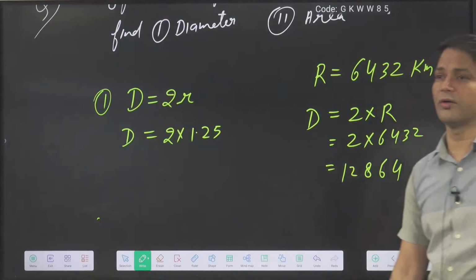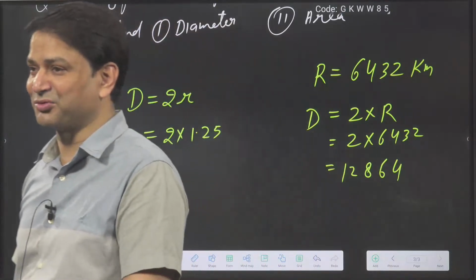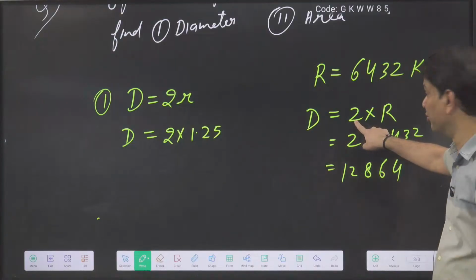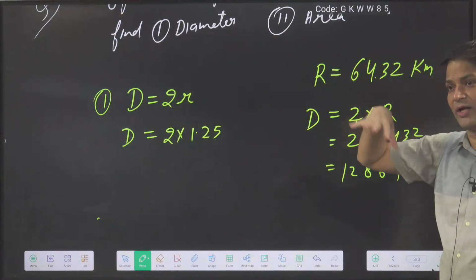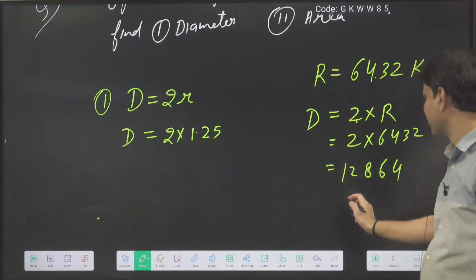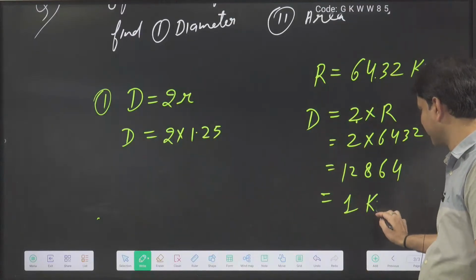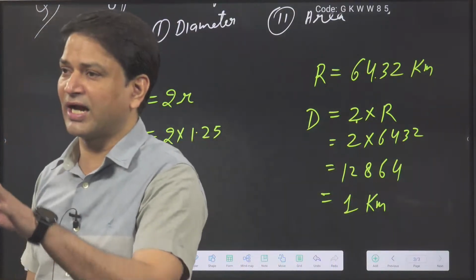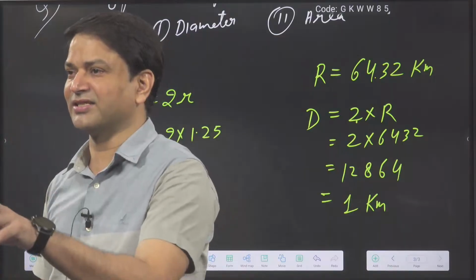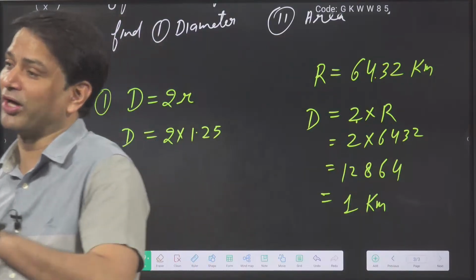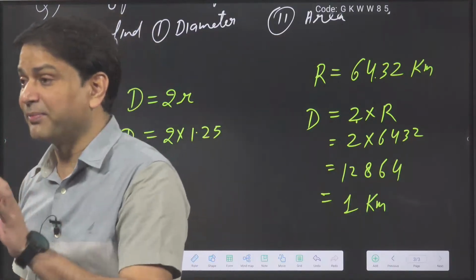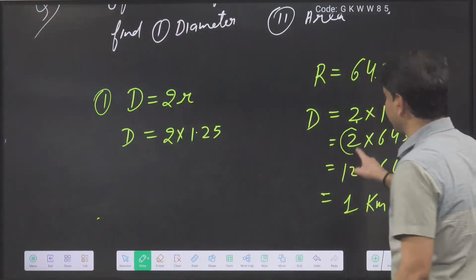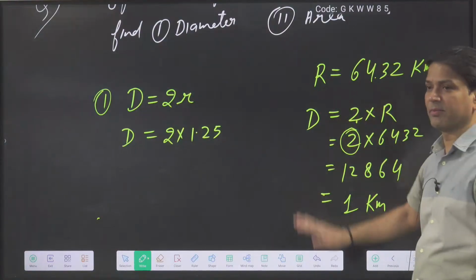Now according to the rule of significant figures, you have to write the answer to the minimum number of significant figures. So 2 has 1 significant figure according to you, and the radius has 4. So the final result will have 1. So after that you will say 1 kilometer, because 2 has 1 significant figure. So if we are following the significant figure rule here, the radius is 6432 kilometer and the diameter is 1 kilometer. Is it meaningful? No. So something is wrong here. Is everybody getting it or not?